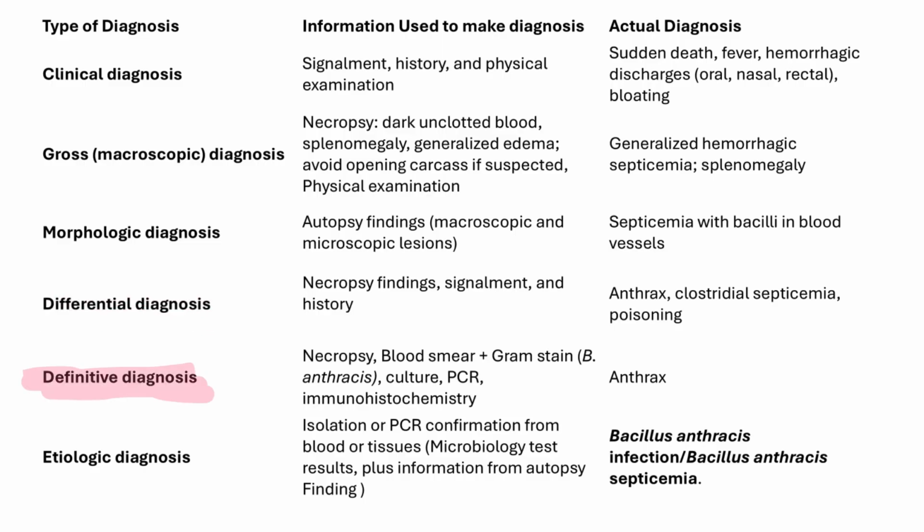Definitive diagnosis. To confirm anthrax, laboratory tests are essential. Blood smears stained with gram stain reveal large, gram-positive bacilli. Cultures, PCR, or immunohistochemistry can also detect Bacillus anthracis and provide a definitive diagnosis. Etiologic diagnosis. Finally, identifying Bacillus anthracis from blood or tissue confirms the etiologic agent responsible for the outbreak. This step is important for guiding preventive measures, such as vaccination and quarantine, and for public health reporting.